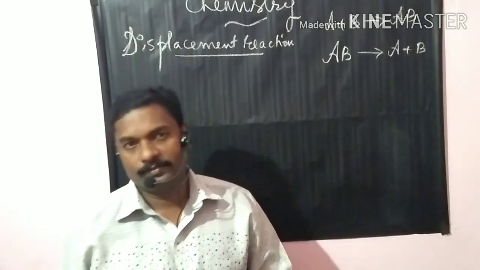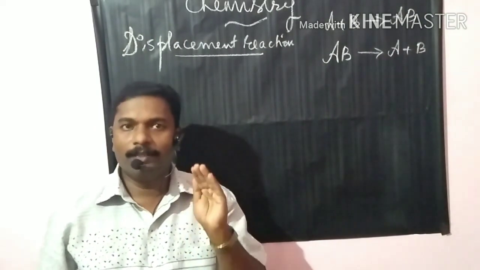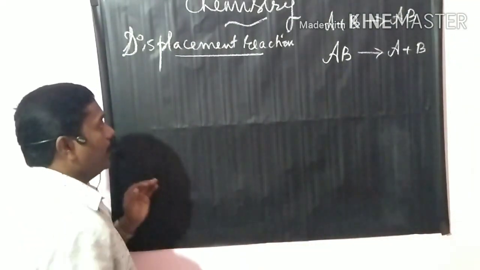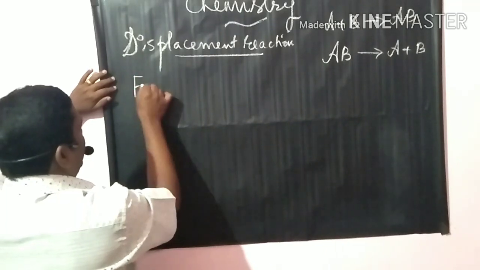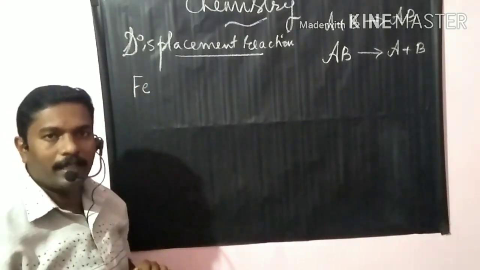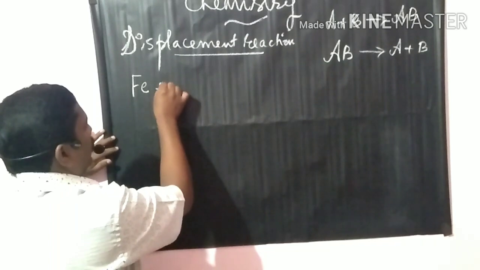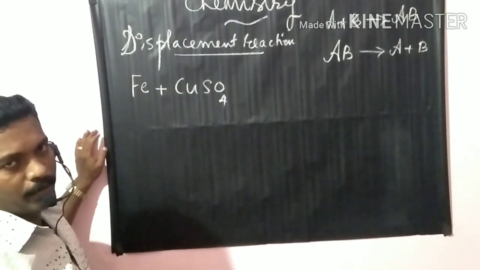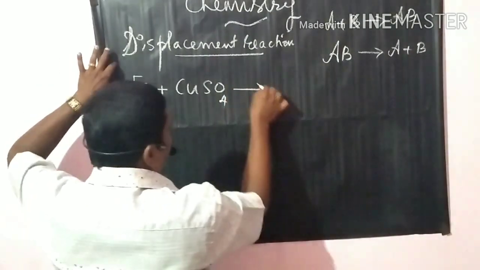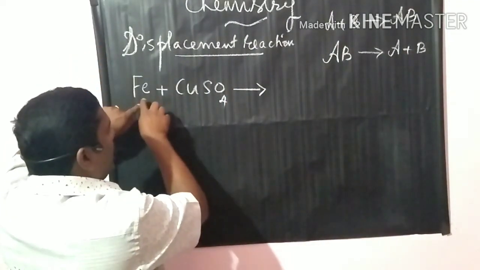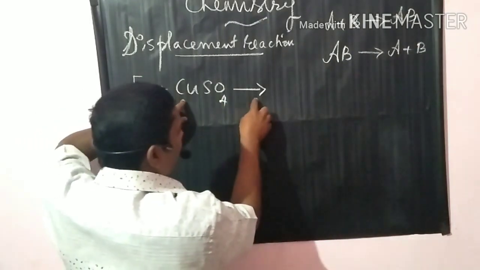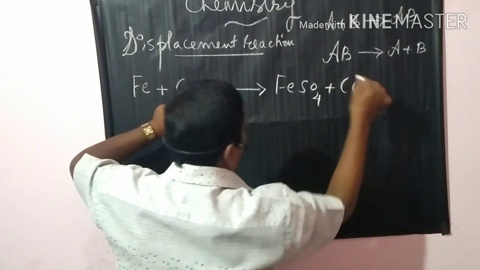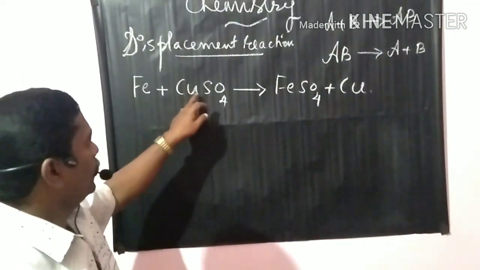So let us explain this reaction using a chemical equation. Here we take an iron nail as Fe, iron nail Fe with copper sulfate solution CuSO4 gives, what changes taking place here? Fe plus CuSO4 gives FeSO4 plus Cu.